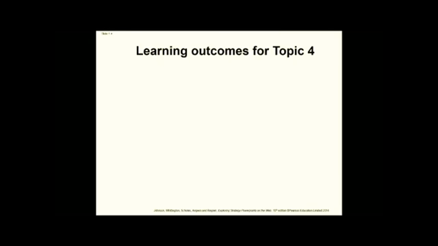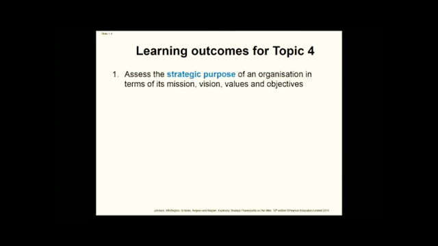Okay, learning outcomes for topic 4. What are we going to be looking at? We're going to look at the strategic purpose of an organisation. And the strategic purpose of an organisation is often, not always, but often expressed in the form of a statement of the mission, vision, values and objectives of that organisation. And we'll talk more about each of those 4 characteristics shortly. So we want to assess what is the strategic purpose of an organisation.